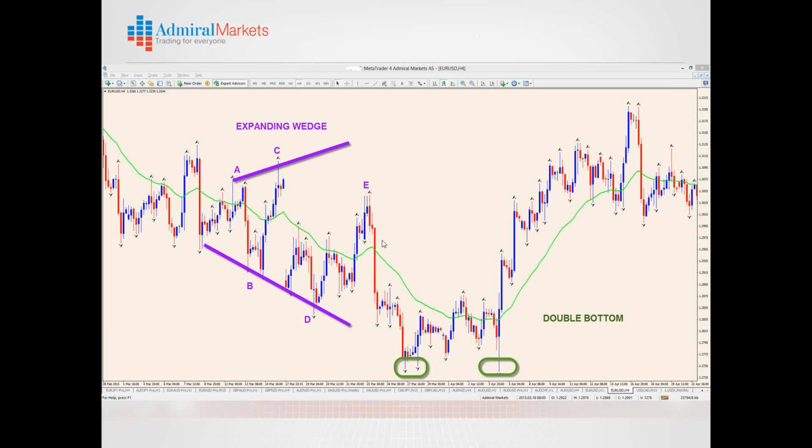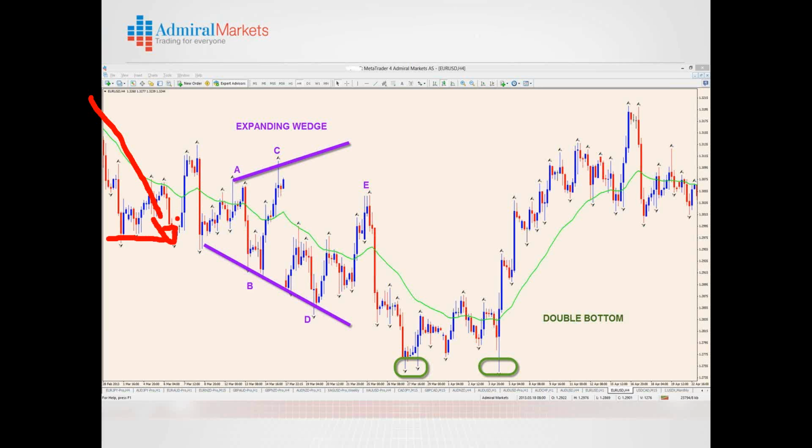Expanding wedge example in the double bottom where price is, this is a 4-hour chart. We had a pretty massive move down here, in fact, all the way from 137 falling to 129.50, and we kind of get a choppiness.